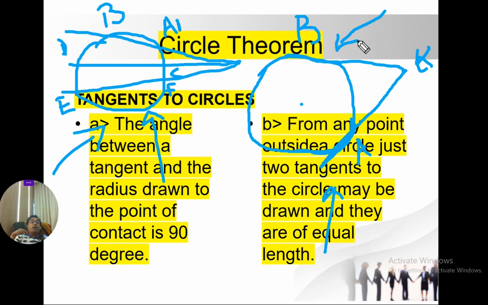When a straight line drawn from outside the circle, not inside the circle, I repeat, बाहर से, from outside, and it touches the circle only at one point, then this line is termed as tangent. Clear? Just छू के जाएगा. This is called tangent. अभी tangent from any given point outside the circle. From any given point, we can draw only two tangents to a circle. दो ही tangent draw कर सकते हैं.